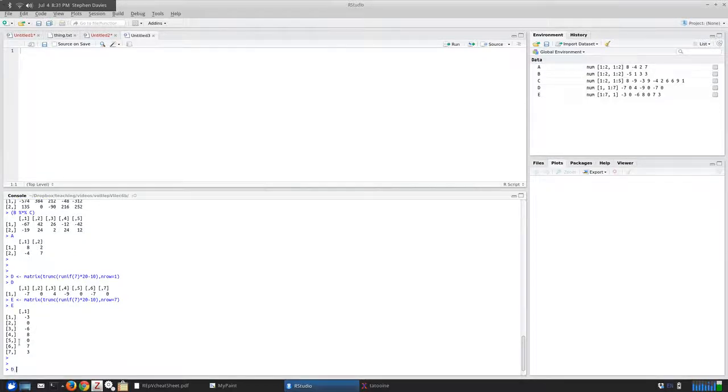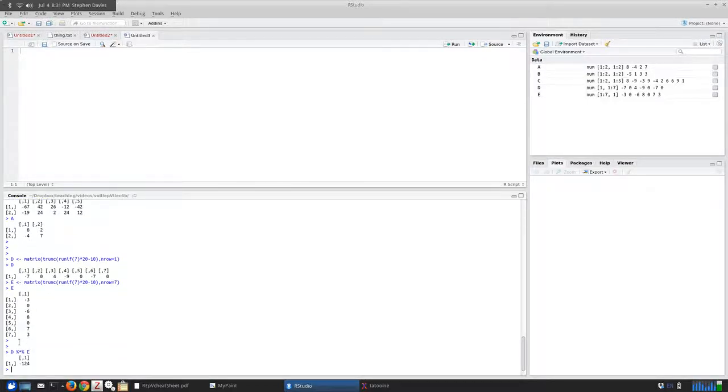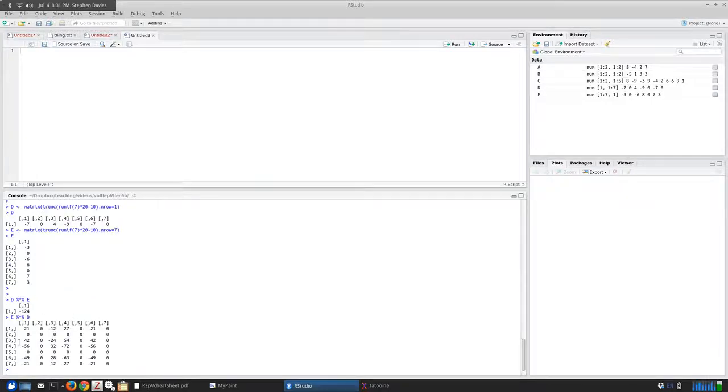So remember, D times E is simply a number. It's simply the dot product of those two vectors, also known as the inner product. Whereas if I say E times D, whoa, we get this totally different thing, right? And this is a matrix basically giving us every single combination of an element from D times an element from E. It's sort of a multiplication table, as it were.